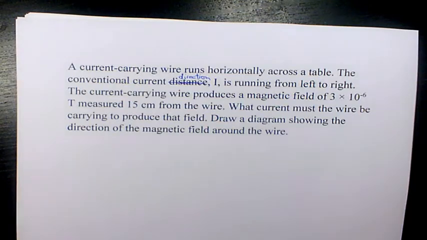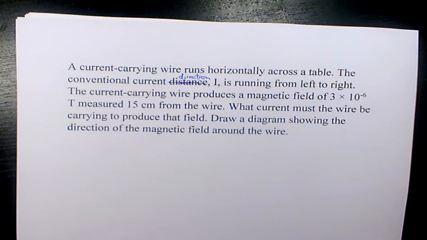A current carrying wire runs horizontally across a table. The conventional current direction I is running from left to right, and the current carrying wire produces a magnetic field of 3 times 10 to the power of -6 Tesla, measured 15 centimeters from the wire. What current must the wire be carrying to produce that field?